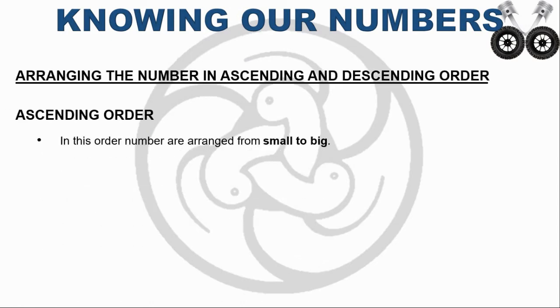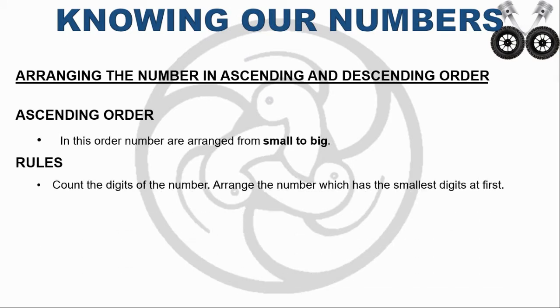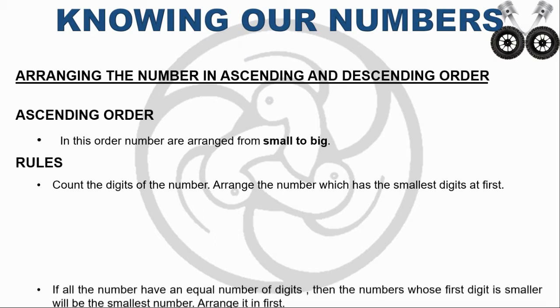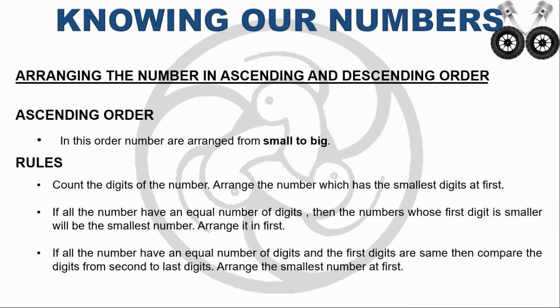Next we are going to see about the ascending order. What is an ascending order? The numbers arranged from small to big is called an ascending order. There are also certain rules for arranging numbers in ascending order. What is the first rule? We have to count the number of digits. If the number of digits is small, that number should be arranged first. See here the example.